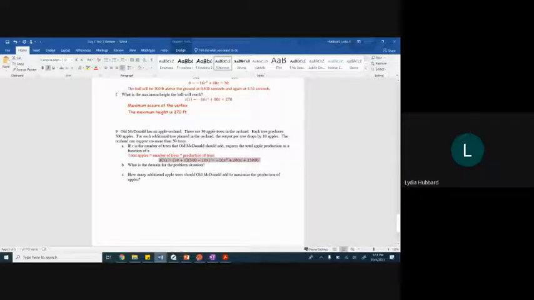Okay, so it says, what is the domain for the problem situation? So we're talking about what are our possible X values. Well, we know that we're starting with 30 apple trees. So we know that the domain starts at 0, and it could include 0, so I'm going to do a bracket at 0. Then it says the orchard can support no more than 50 trees. Well, if we already have 30 trees, then we can only add 20 more. So the domain is going to be 0 to 20.